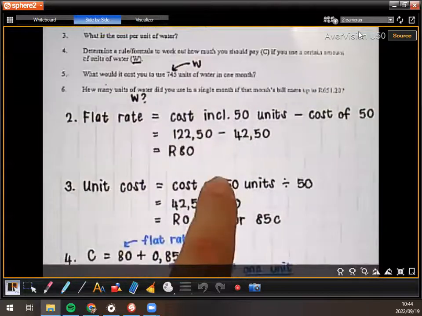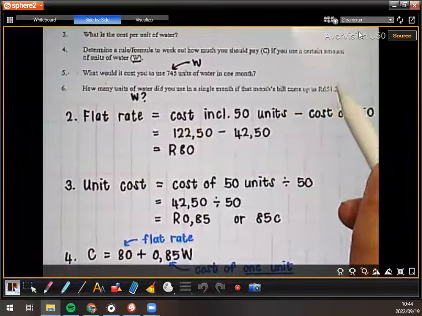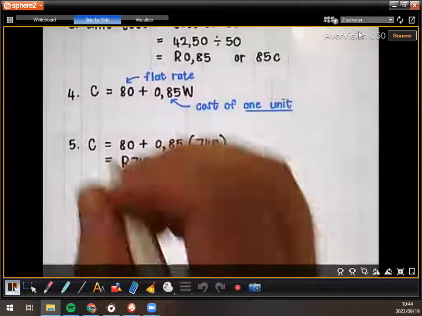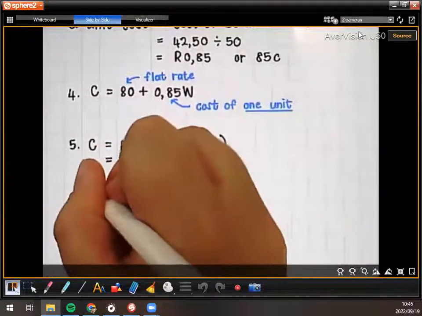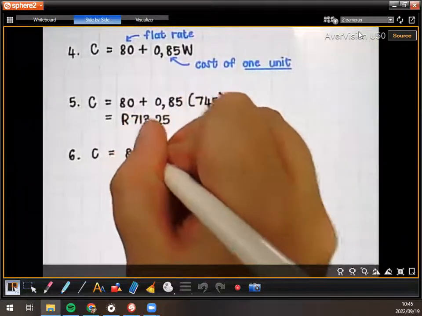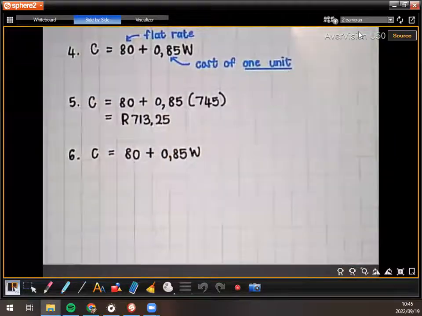How many units did you use in a single month if the month's bill came up to this amount, 651.20? So they've given us the cost. The bill is 651 Rand and 20 cents. All right. So now, guys, I'm just going to write my formula again. This was the formula that we got, right? C is 80 plus 0.85 W.